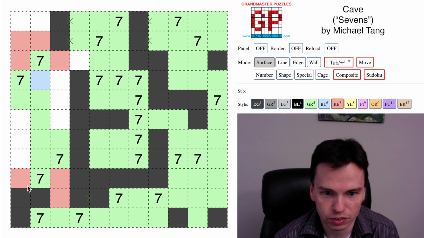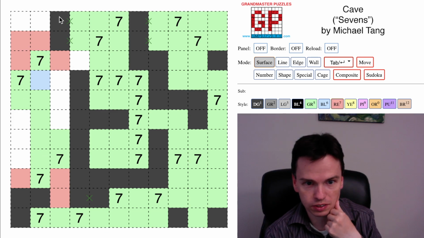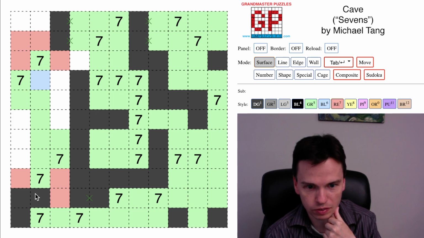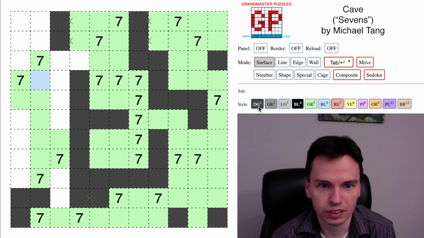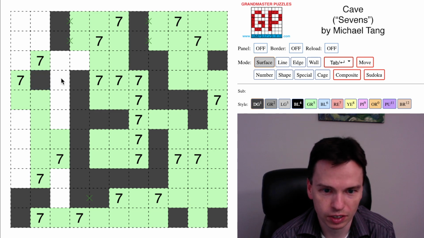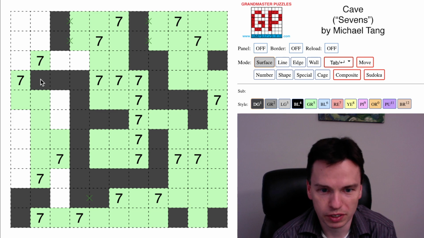And notice that then this group on the left side has no way to connect to the rest of the cave on the right side of the grid. These would be a shaded block that's fully filled, form an island. So this blue cell is not inside the cave, it's outside the cave so that everything gets connected. That means these are shaded.